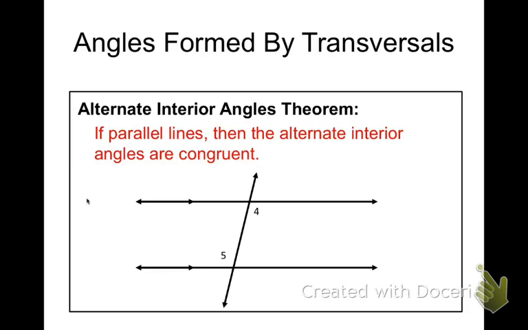So again, we're given parallel lines. I know I made those kind of tiny on my diagram there, so they have the little triangles. So we know that they're parallel lines. So 4 and 5 are my alternate interior angles. Then I would know that angle 4 and angle 5 are congruent.